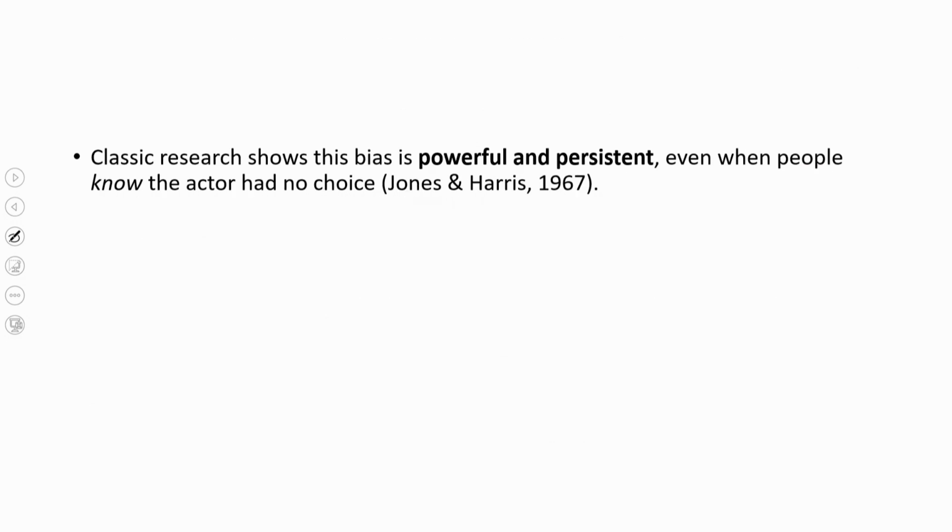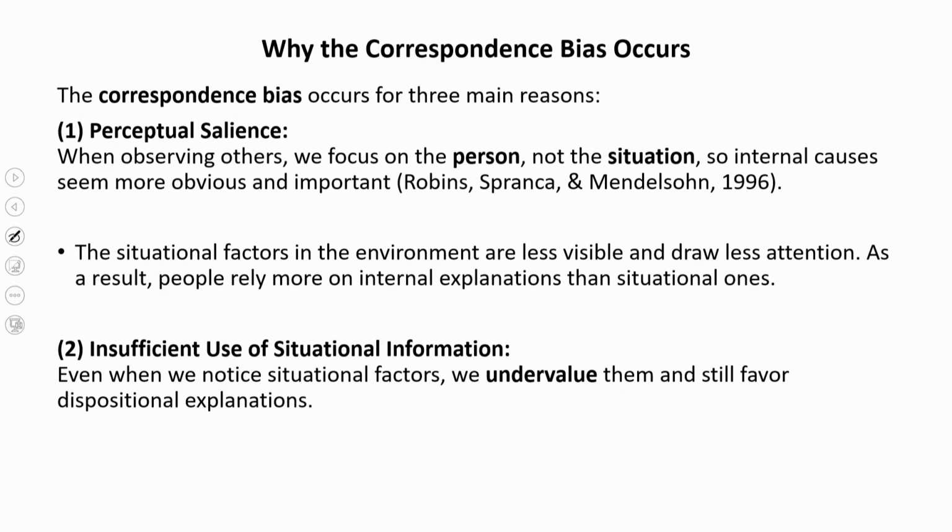Some of the classic research shows that this bias is very powerful and persistent, even when people know there may be situational reasons, still they ignore that. Why does this bias happen? Because of perceptual salience, one reason. When observing others, we focus only on the person, not the situations. When we see others behaving, we only see that person is behaving and we do not see that there can be situational reasons for such behaviors. So, therefore, we say this person is behaving because of these personal reasons, characteristics of the person.